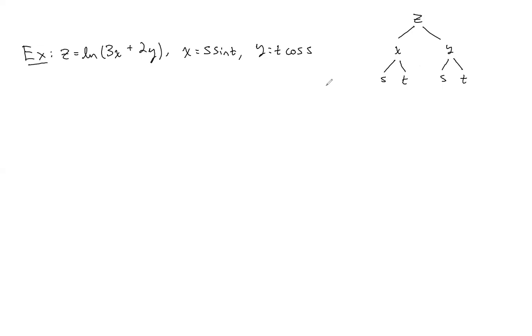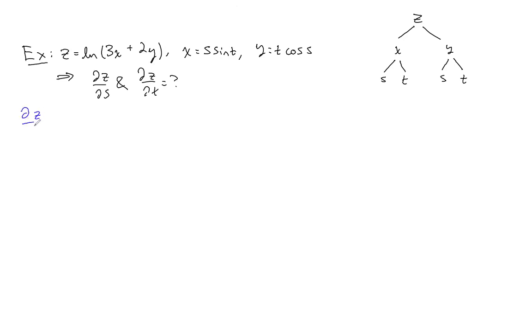So here's the advantage of using something like that. That makes it very easy to now say, suppose we want to find, let's do both, del z del s, and we also want to find del z del t. What are those things?